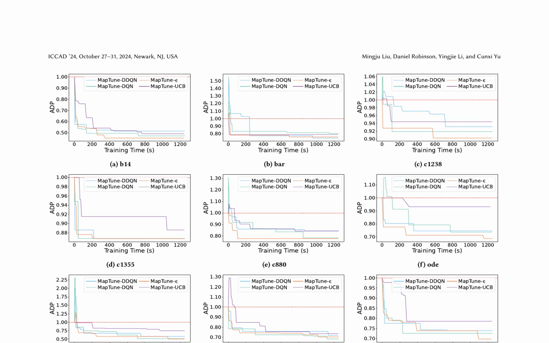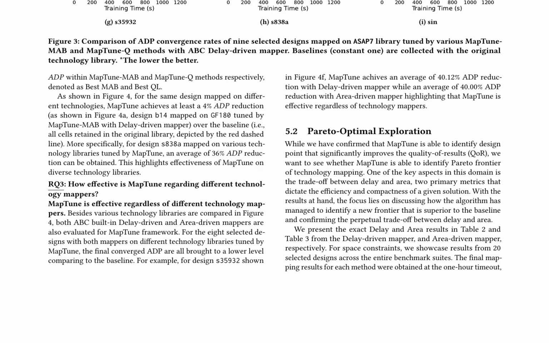For instance, for design S35932, MapTune achieves an average of 40.12% ADP reduction with the delay-driven mapper and an average of 40.00% ADP reduction with the array-driven mapper, demonstrating the algorithm's effectiveness regardless of technology mappers.